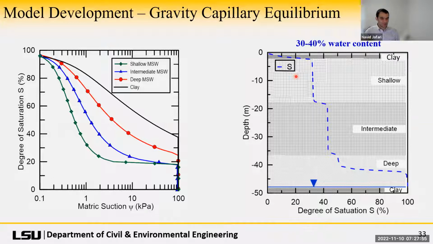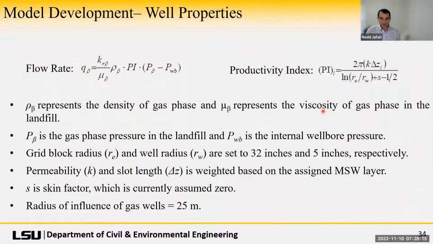Obviously, if you were to model a landfill, not only would you have MSW layers, but you would also have interbedded covers or fine grain or low permeability layers throughout the landfill. You would have water coming in from precipitation, and those are some of our next steps down the line, but we just wanted to establish this capillary equilibrium.